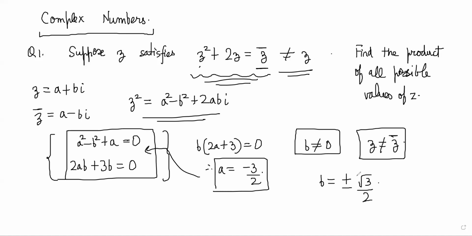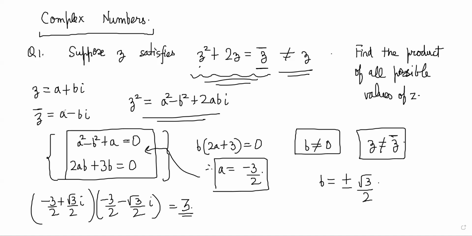So therefore, the two complex numbers are minus 3 by 2 plus root 3 by 2i and minus 3 by 2 minus root 3 by 2i. And the product of these two numbers is basically equal to 3. So pretty simple question. Here we learned about the normal standard representation of complex numbers and basic properties of conjugate, and how to do basic operations like multiplication of complex numbers. Let's look at the next one.